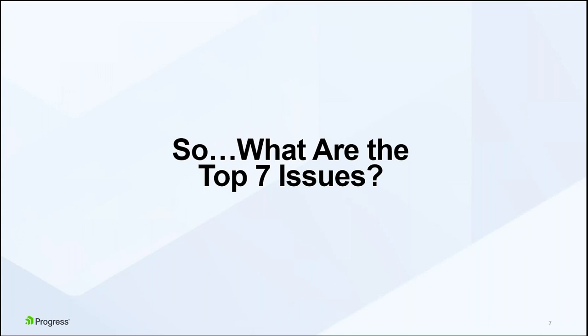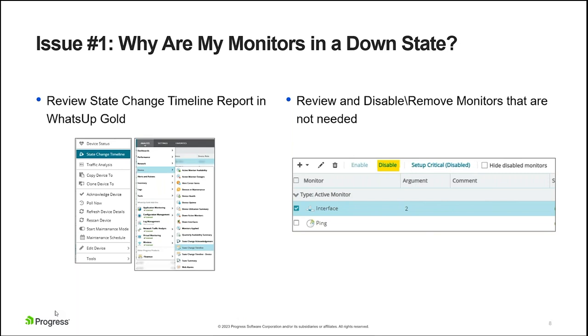The first issue we'll be addressing is, why are my monitors in a down state? Another question that this could be is, why is my device down? One of the best ways to view this type of information is the state change timeline. The state change timeline report will show you exactly a time frame in which a monitor went into a down state and the reason for that down state.